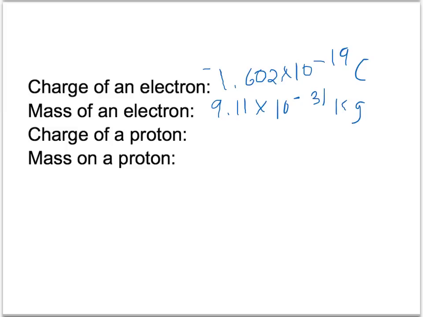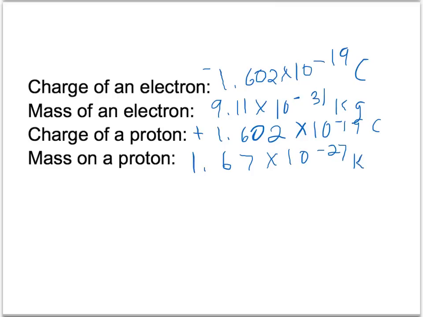The charge on a proton is the positive version of an electron, so positive 1.602 times 10 to the negative 19th coulombs. And the mass of a proton, bigger than an electron, is 1.67 times 10 to the negative 27th kilograms. Now notice we're dealing with very small numbers, 10 to the negative 31st, that's moving the decimal 31 places to the left. 10 to the negative 27th, moving the decimal 27 places to the left, very small numbers.